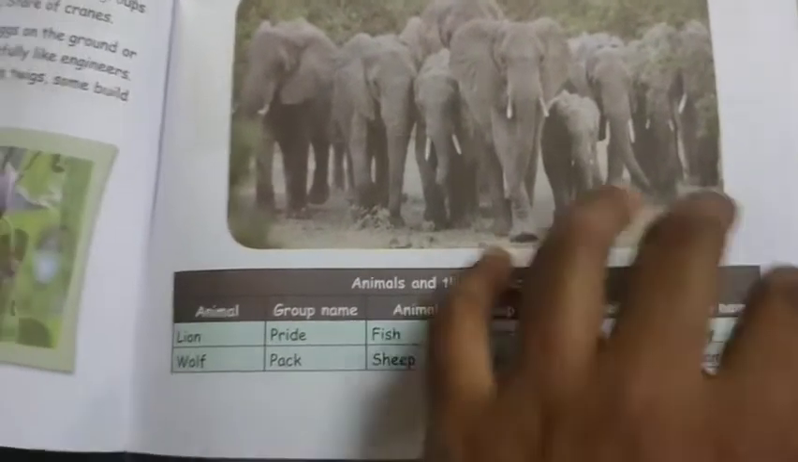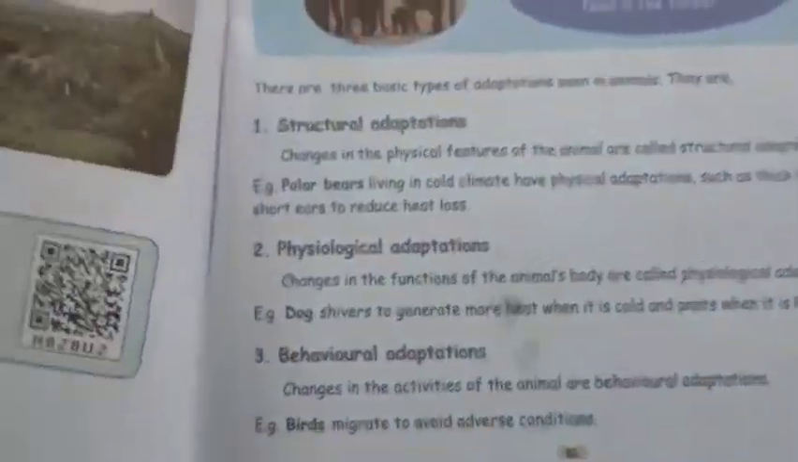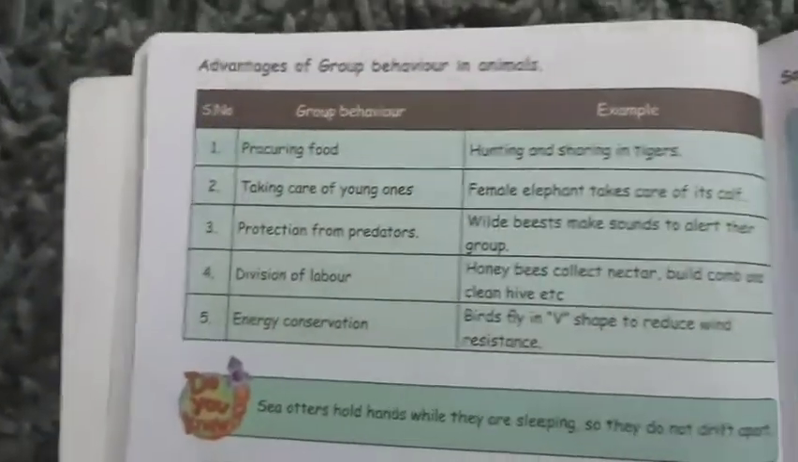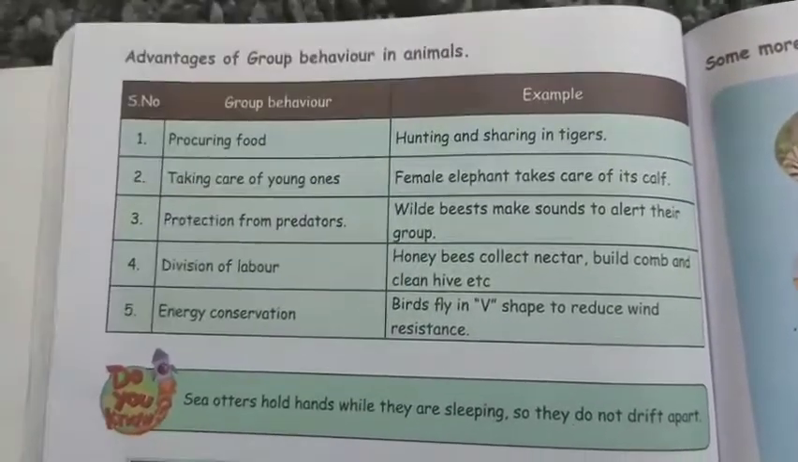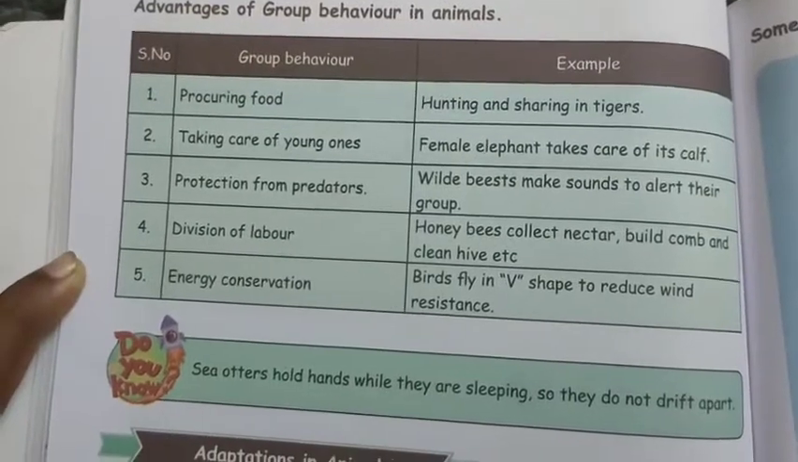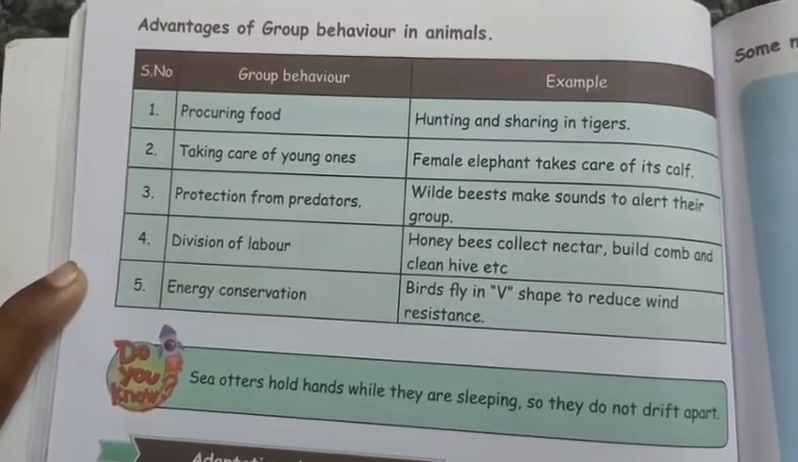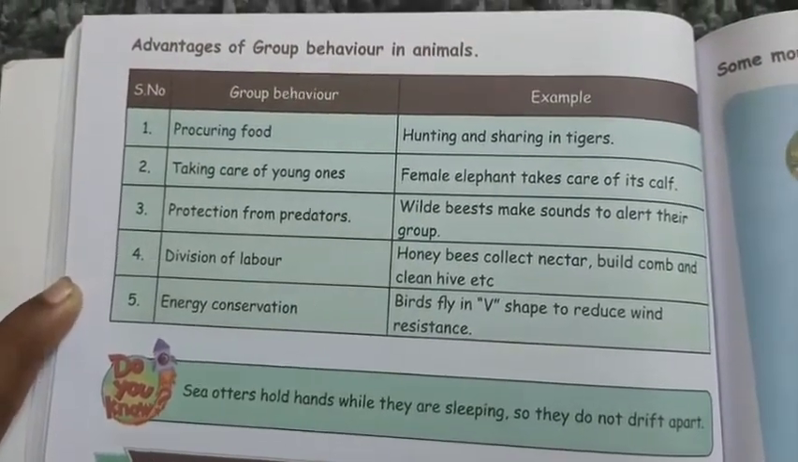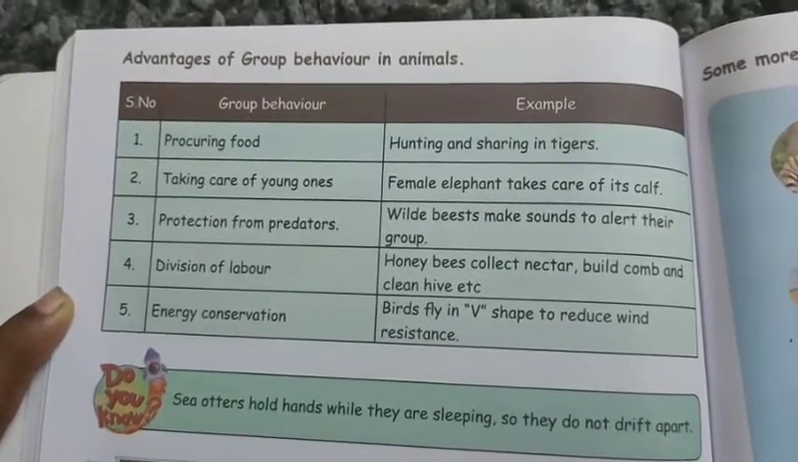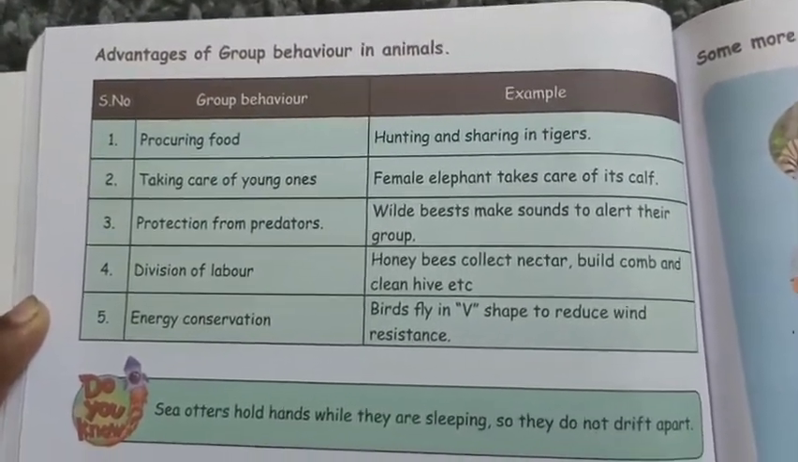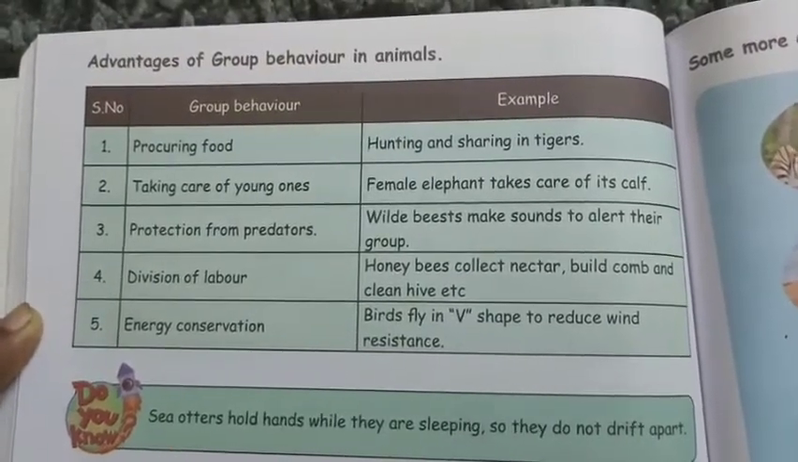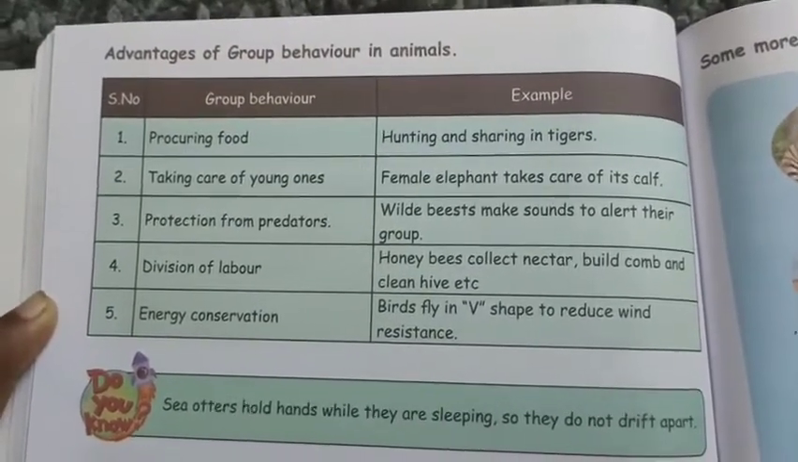We'll move to the next page, page number 80. Here we have advantages of group behavior in animals. Group behavior, procuring food. This is a type of behavior under group. An example for procuring food is hunting and sharing in tigers. If the tiger hunts and shares, it is called procuring food.